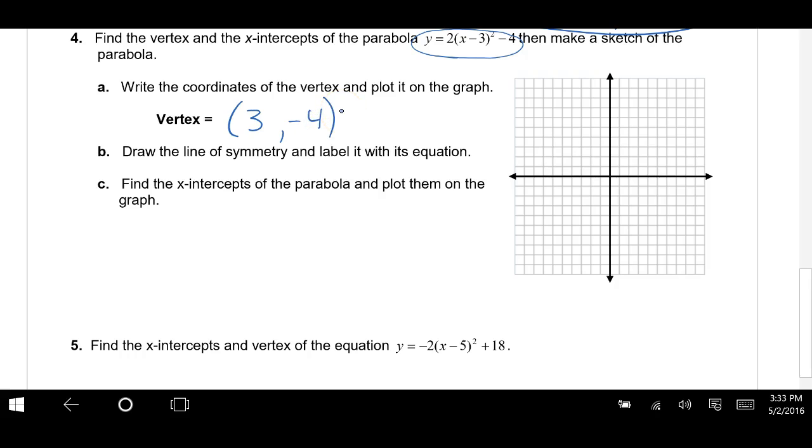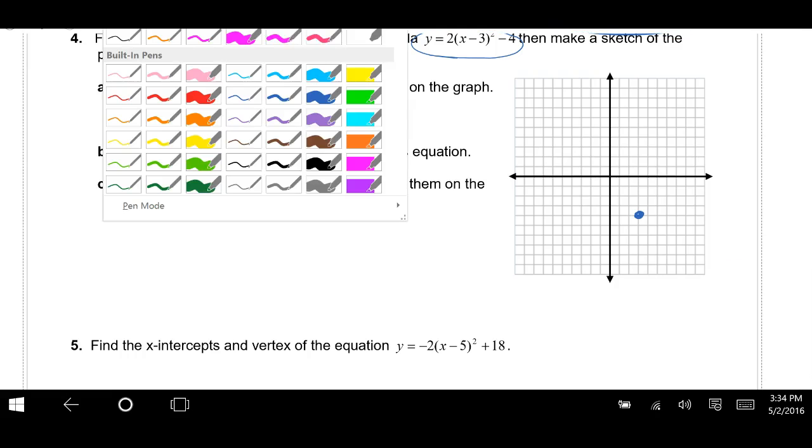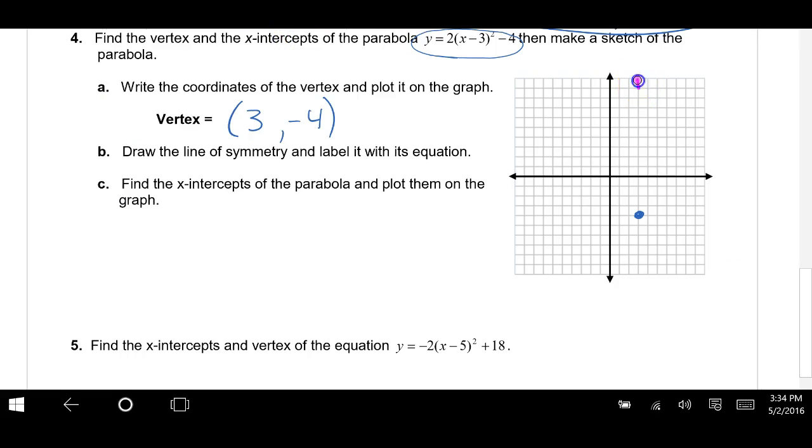So let's go ahead and graph that. We're going to use these points to do a rough graph. So our vertex is at 3 and negative 4. And then we're going to draw a line of symmetry. So I'll use my pink color like I do in class. Remember, the line of symmetry goes right through the vertex. Okay. And then label it with the equation. And remember, it's just x equals whatever x value it runs through, which is 3. So x equals 3.